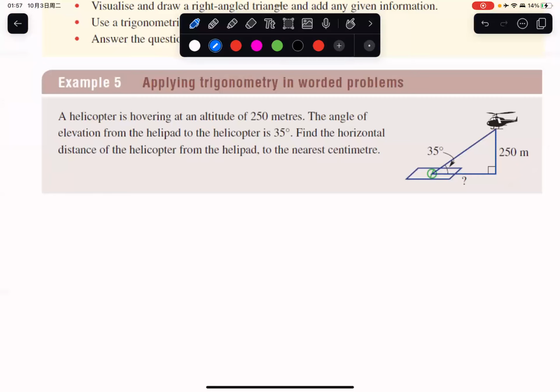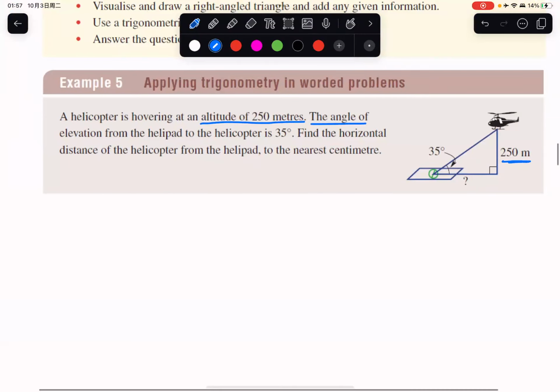Here they already sketched the diagram for you. You can see we have a helipad at the bottom and a helicopter, and they labeled the 250 meter height, so you don't need to label it yourself. They also said the angle of elevation from the helipad to the helicopter is 35 degrees, which means this angle, because the horizontal is here. Now they ask us to find the horizontal distance of the helicopter from the helipad. So it's asking for this distance.